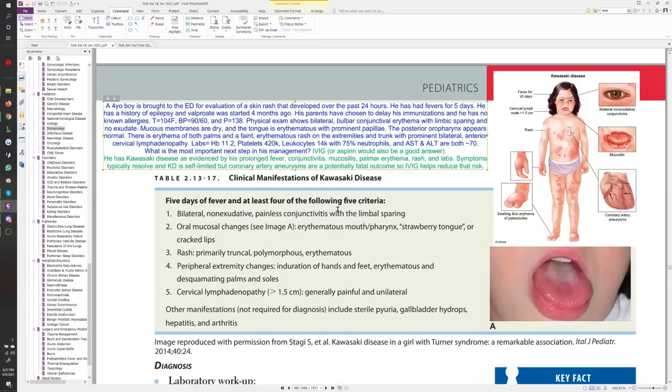It says he has a history of epilepsy, and valproate was started 4 months ago. So now they're trying to confuse you with some things regarding valproate, because valproate can also cause some really bad side effects. His parents have chosen to delay his immunizations.